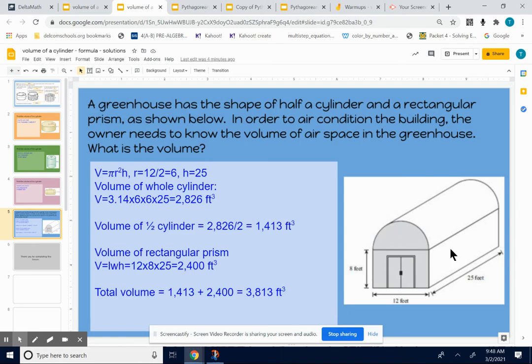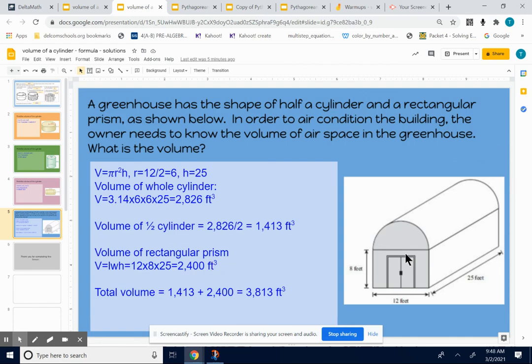Okay, I need to know how many cubes are in the rectangular prism. Okay, that's just length times width times height. Okay, they give you all three, the 8 and the 12 and the 25. Those are all the dimensions. 12 times 8 times 25 is 2,400 cubic feet.